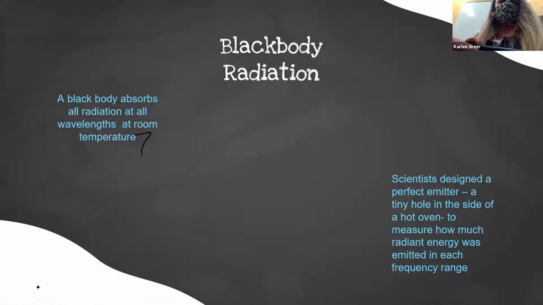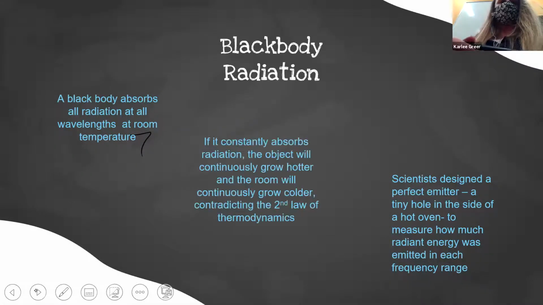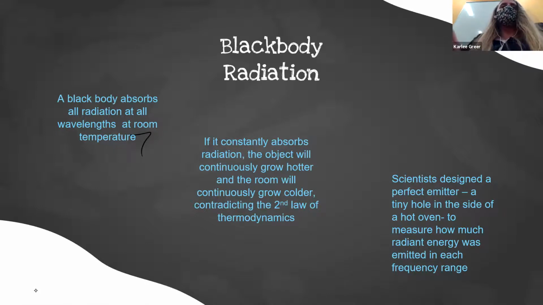Okay, so first thing here, a black body is something that absorbs all radiation of light at all wavelengths at room temperature. If you were to shine a light on it, or, I'm trying to think how to explain this, if you were to look at its heat signature, you would just see it as black, because it's constantly absorbing light. It's never emitting any, which is when you would start to see color coming off of it.